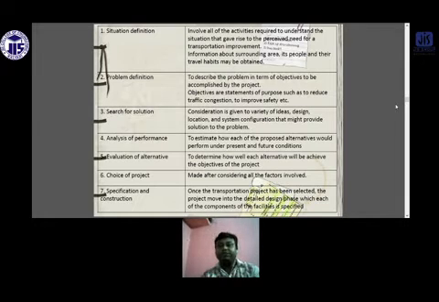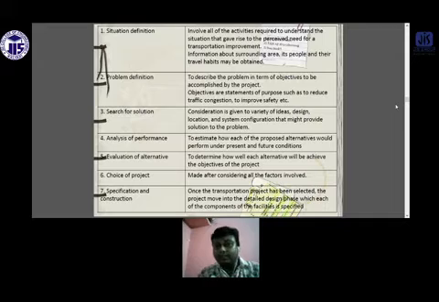So the situation definition basically involves all of the activities required to understand the situation that gives rise to the perceived need for a transportation improvement. Information about the surrounding areas, its people and their travel habits may be obtained. Problem definition describes the problem in terms of the objective to be accomplished by the project. Yes, first we need to set our goal or objective, and for that we need to know the problem definition. So the problem statement is one of the crucial things.